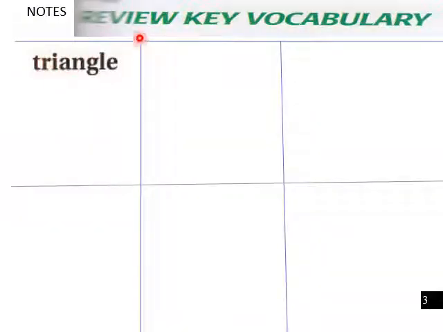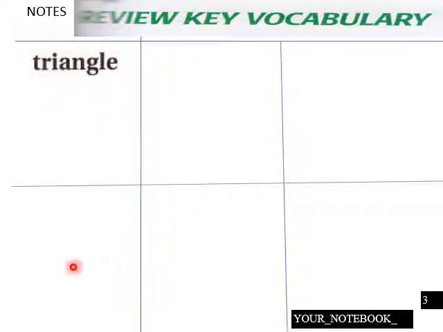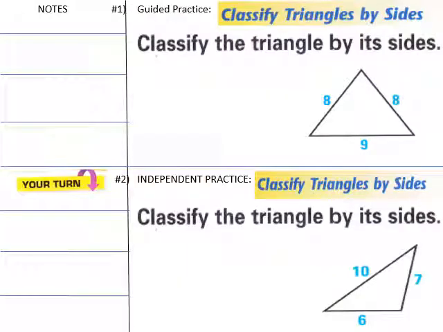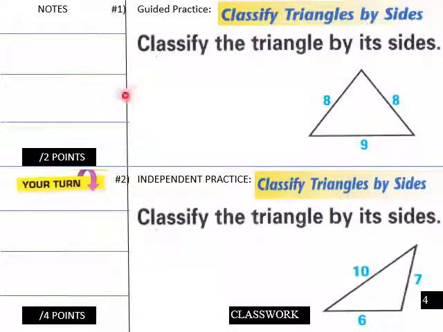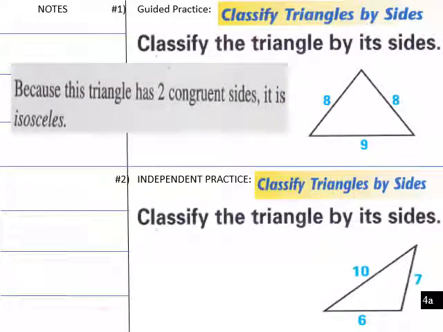So here's a definition now, students, in your own words. Define triangle. Okay, our first guided practice and independent practice. Students, classify the triangle by its sides. And then up here, we're going to do it as well. Classify the triangle by its sides. 2 points and 4 points down here. If you need more room, attach an answer sheet.